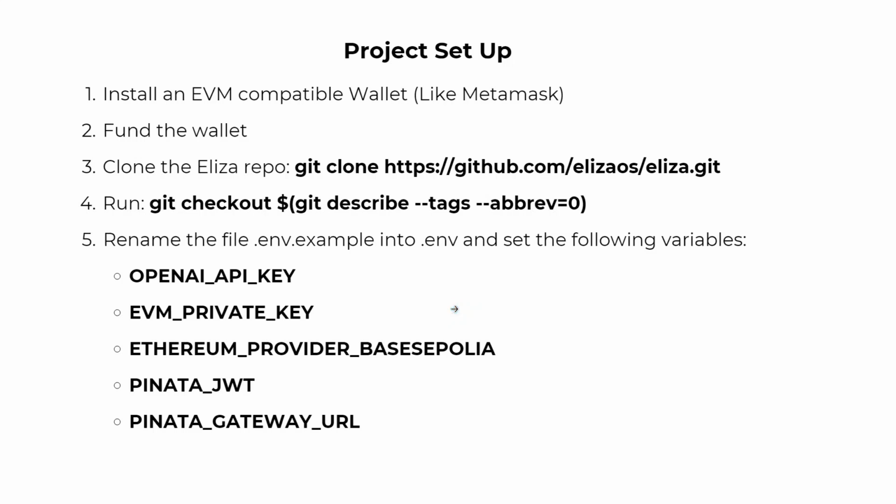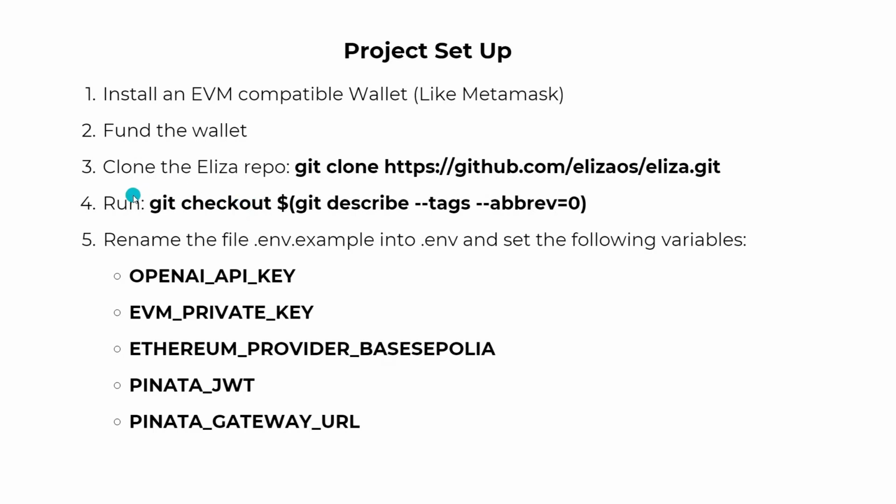So let's get started. Let's start with the project setup. First of all, we need to have, of course, an EVM-compatible wallet, in this case MetaMask. And we will also need to fund our wallet. We will use Base Sepolia. It is a chain that is EVM compatible, so we can use MetaMask without any problems. Then we should clone the Eliza repo at this URL and get the last tag, so we get the latest developments on the repo.